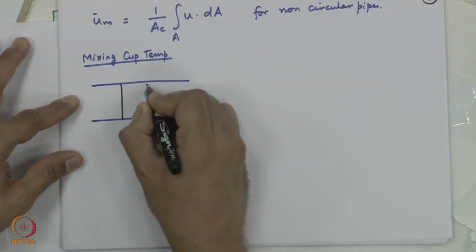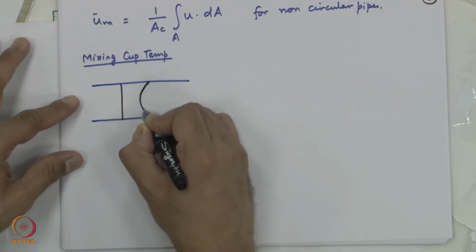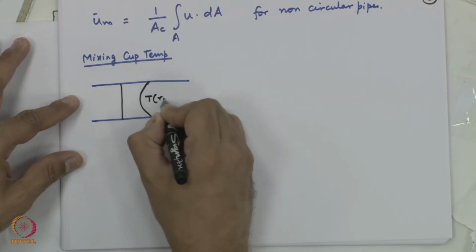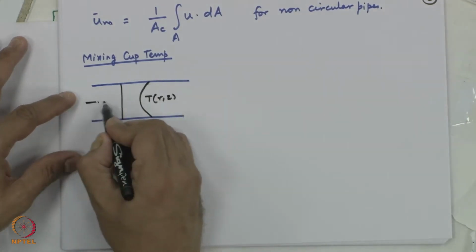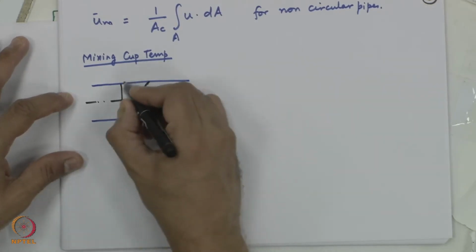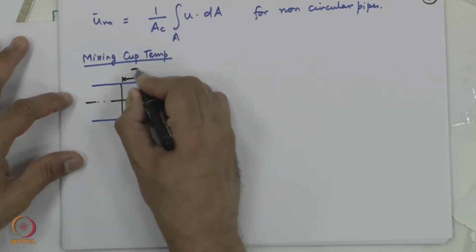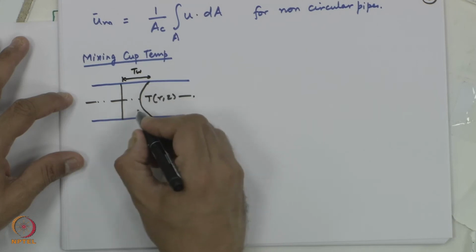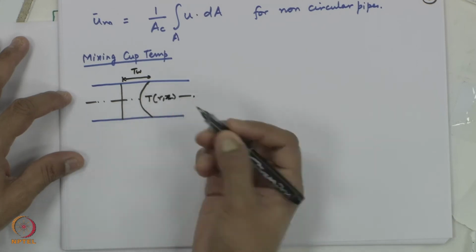This is my temperature profile, T of r comma z. This is my center line T of r comma z, and this refers to my wall temperature T wall. This is my r comma x or z.